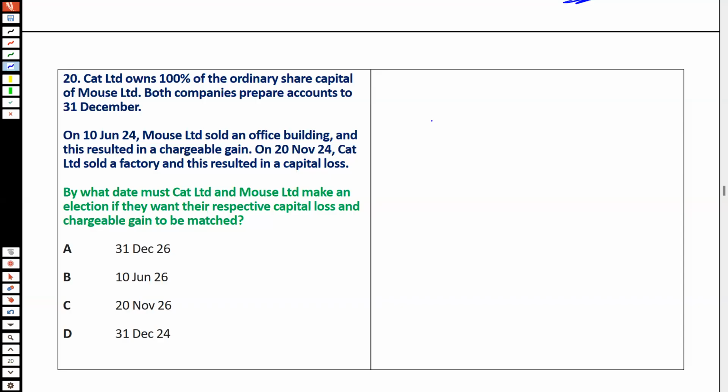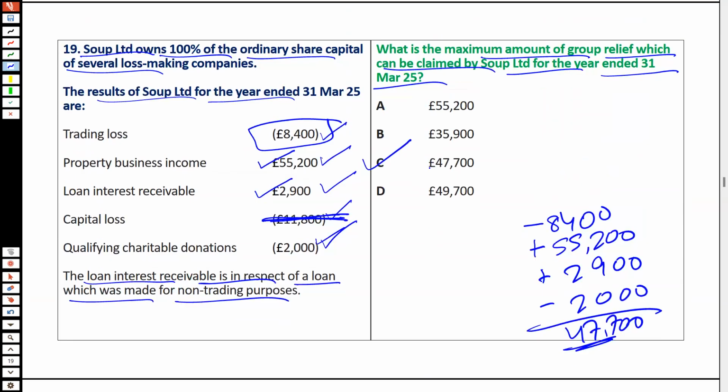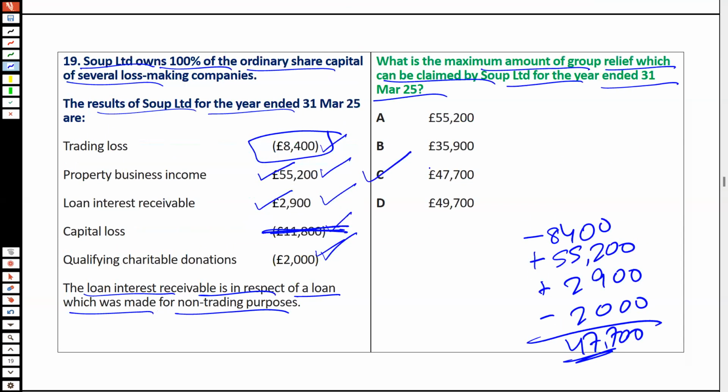So maybe you're missing something. Here I'm supposed to calculate total income. Maximum amount of group relief which can be claimed by Soup Limited. So the maximum amount which Soup Limited can claim, right? Here Soup Limited is the claimant company. Be clear with a couple of facts. Soup Limited is the claimant company. There would be other loss-making companies. So Soup Limited wants to claim the loss. So how much loss can they claim?